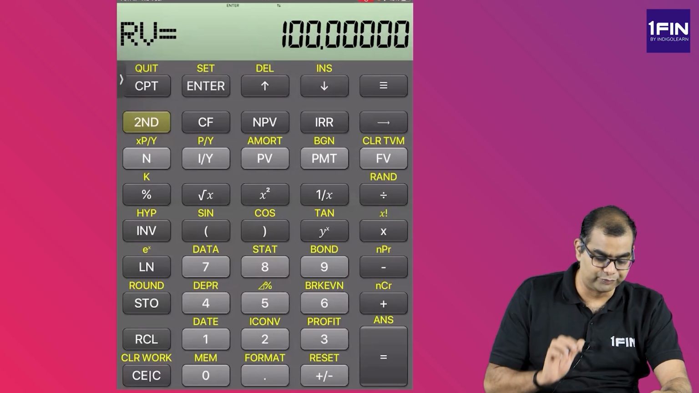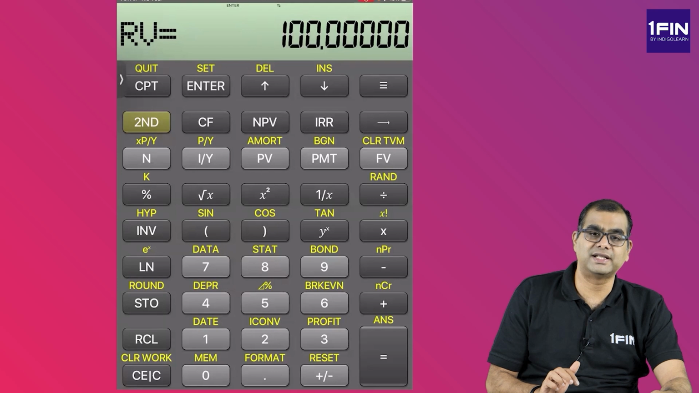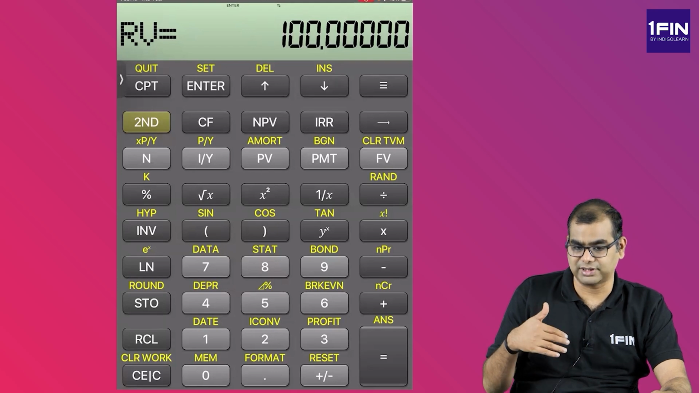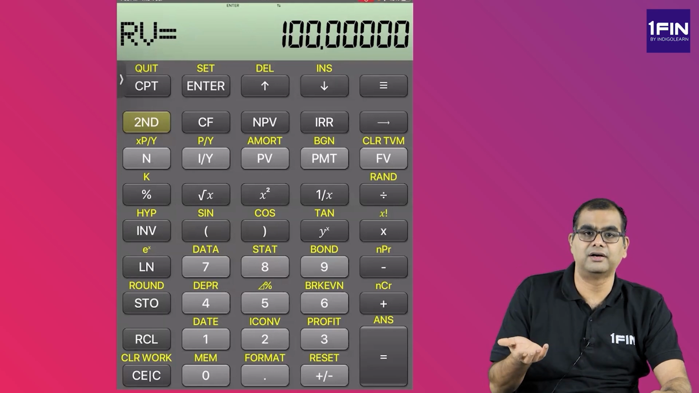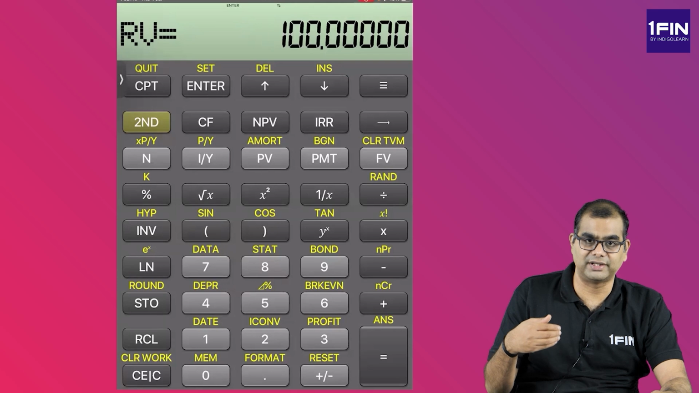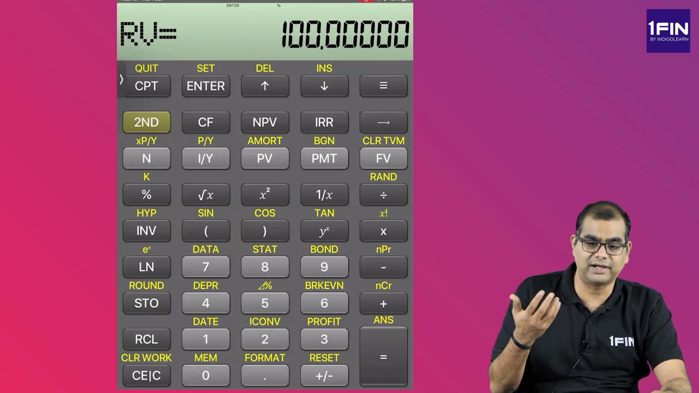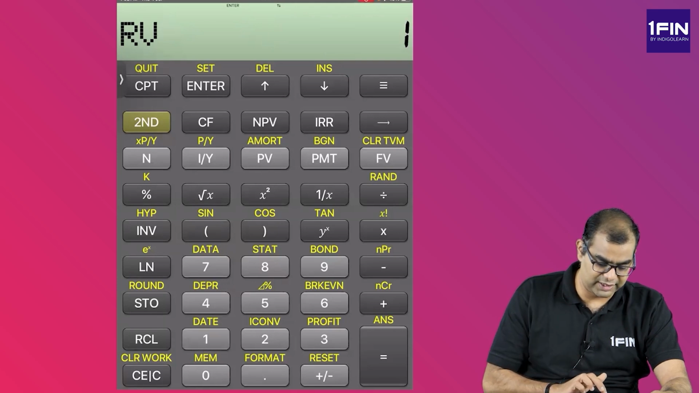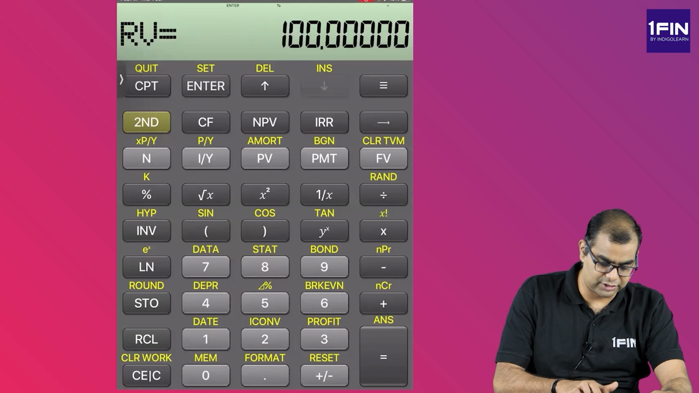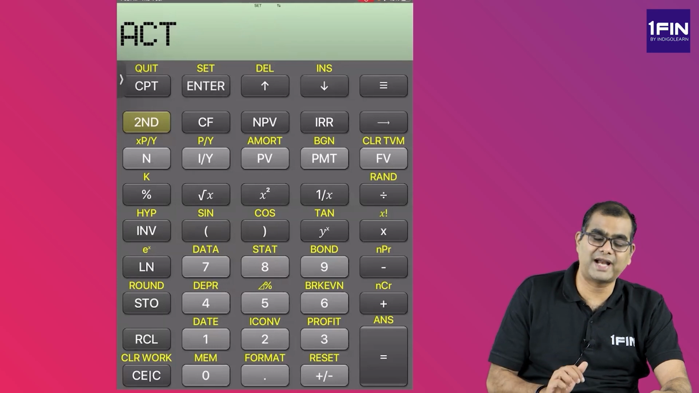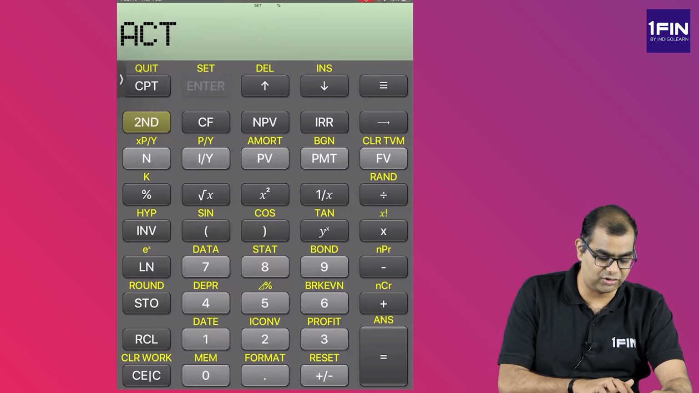Enter, down arrow. Then RV. RV is redemption value. Is the face redemption value 1000 or 100? We'll enter redemption value as 100. Enter, down arrow. Then is it based on actual or is it based on 360? It is actual.